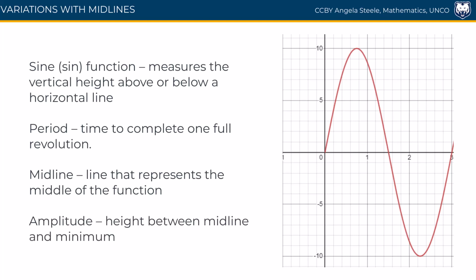And then last, the amplitude. There are two ways to find the amplitude. You can think about it as the height between the midline and the minimum. Or alternatively, you could do the max plus the minimum and divide it by 2.